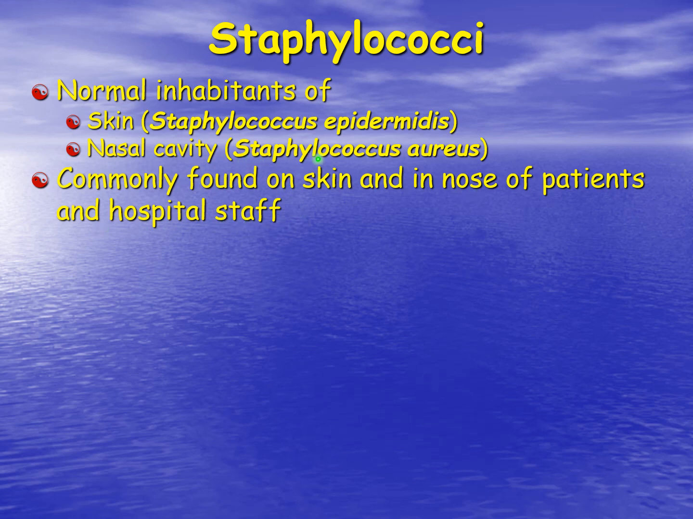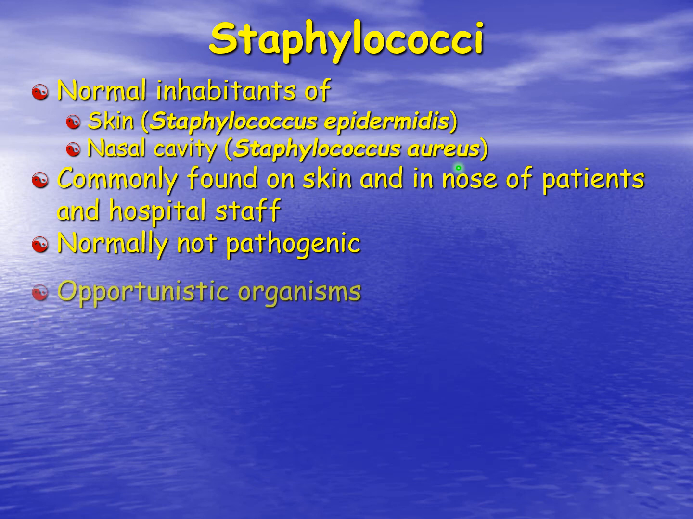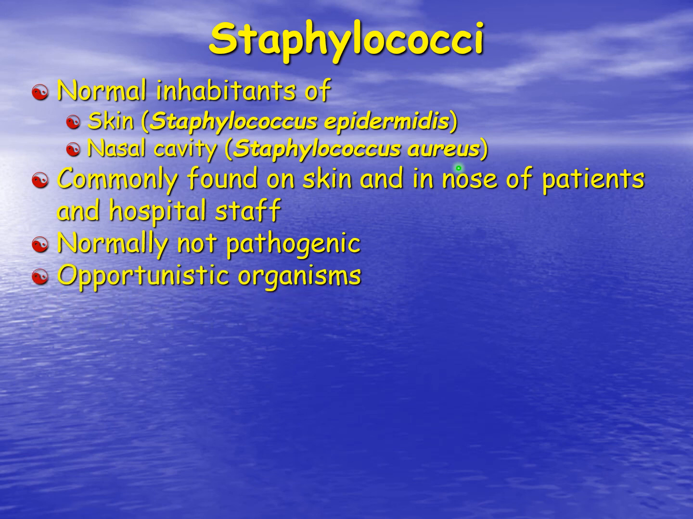Now, you've probably heard a lot about methicillin-resistant Staphylococcus aureus, or MRSA. At this point, probably most hospital staff have MRSA in their nose, and many patients probably do as well. Normally, Staphylococcus epidermidis is not pathogenic. Staphylococcus aureus is a pathogenic staphylococcus, but typically becomes opportunistic when given the opportunity to get through the surface of the skin or mucosal membrane.